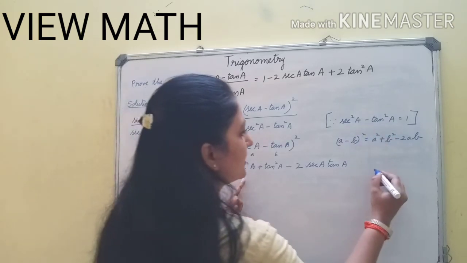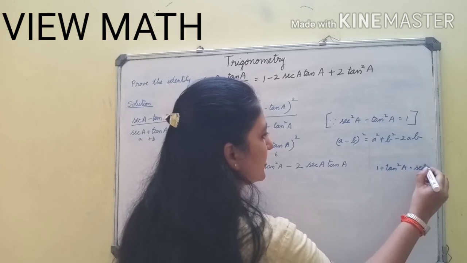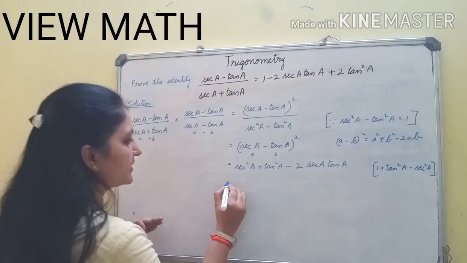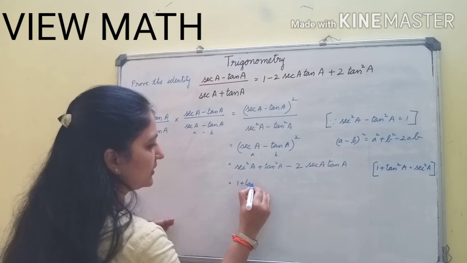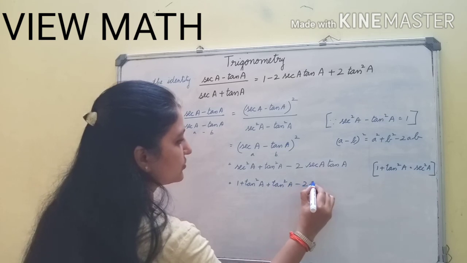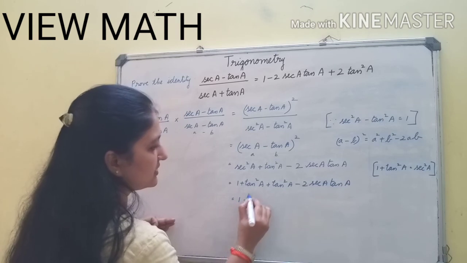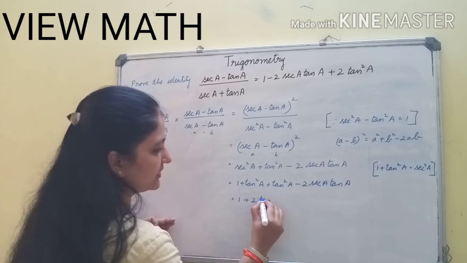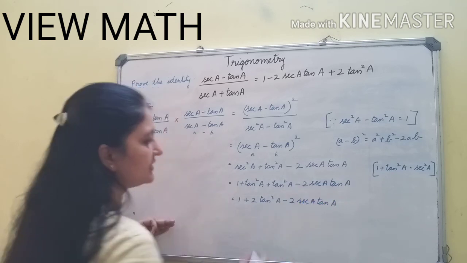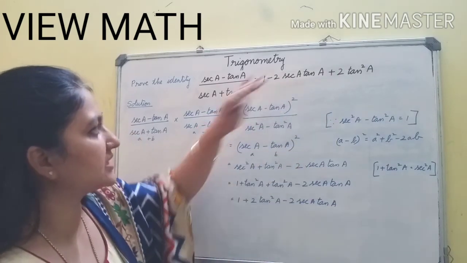So again the same formula, 1 plus tan square A is equal to secant square A. Now secant square A I am going to write as 1 plus tan square A. So 1 plus tan square A plus tan square A minus 2 secant A tan A. So this is equal to 1 plus 2 times tan square A minus 2 secant A tan A.